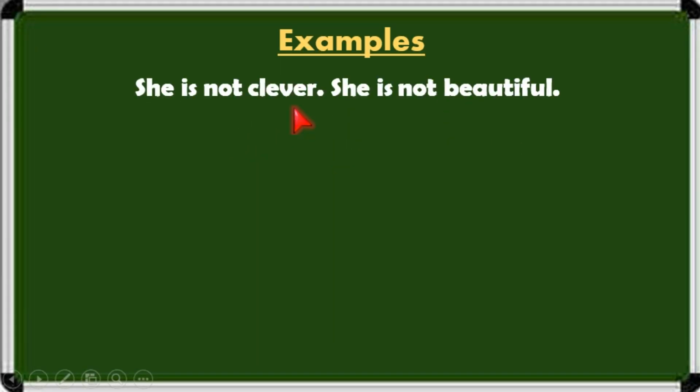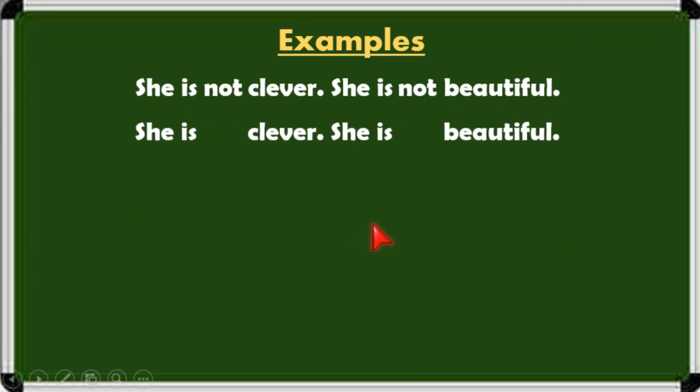She is not clever. She is not beautiful. How can we combine these two sentences using neither nor? So the first step, remove the negative sense words from these two sentences. You can easily find out there is not, the negative sense word that you have to remove.